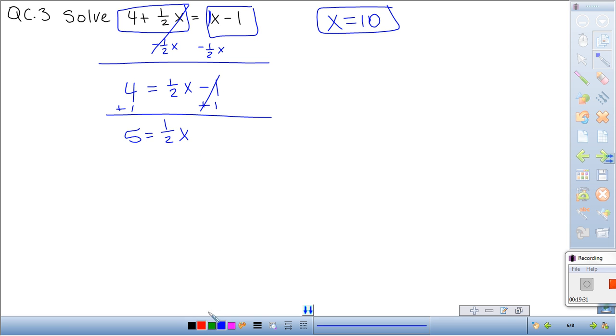What's the opposite of 1/2 x? Multiplying both sides by 2. You have to do it to both sides. So 2 times 5 is 10 equals 1/2 times 2, or half of 2 is just 1, times x is x. And you can see either way, working it out mathematically or putting it in our calculator, we get x is 10.